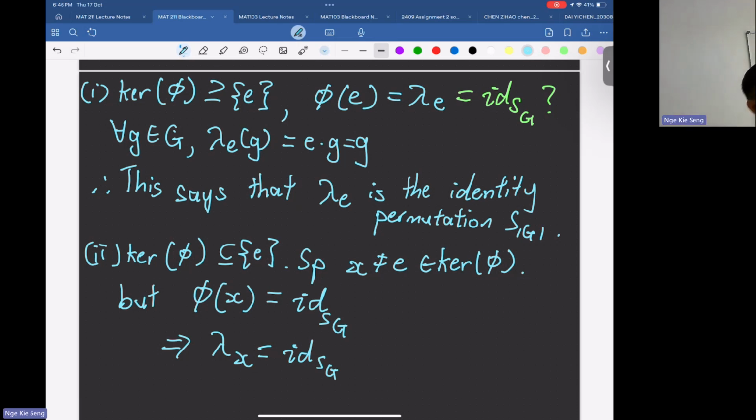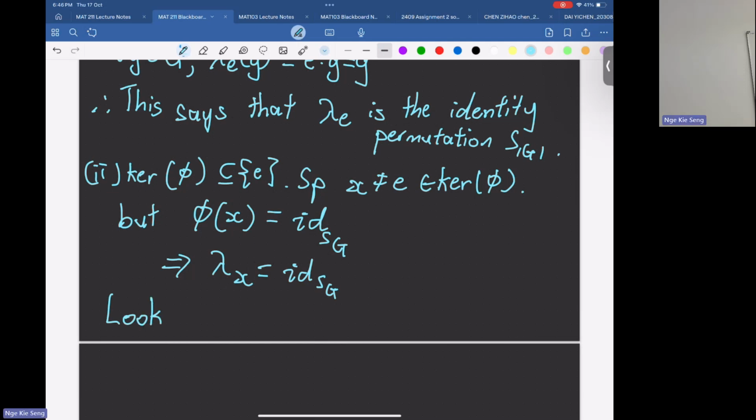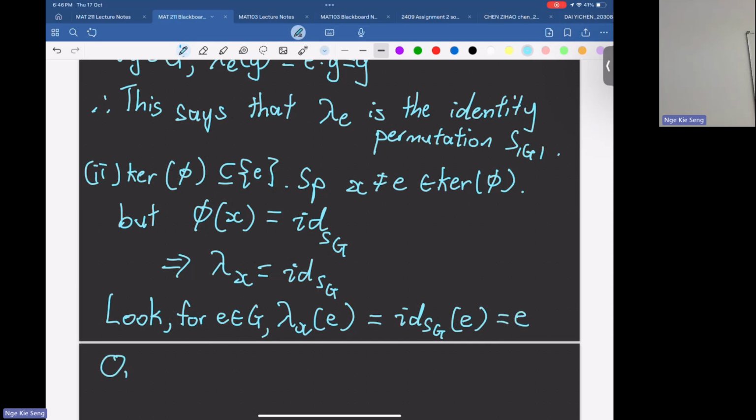So a very clever choice is to look at what lambda x does to the identity. Let me remind you, for the identity e in G, what does this map do to e? Lambda of e is the identity permutation on G, so if you have an identity permutation on e, you will get back e again. But on the other hand, how do we define lambda x? We define it to be x times e. So meaning, these two have to agree.